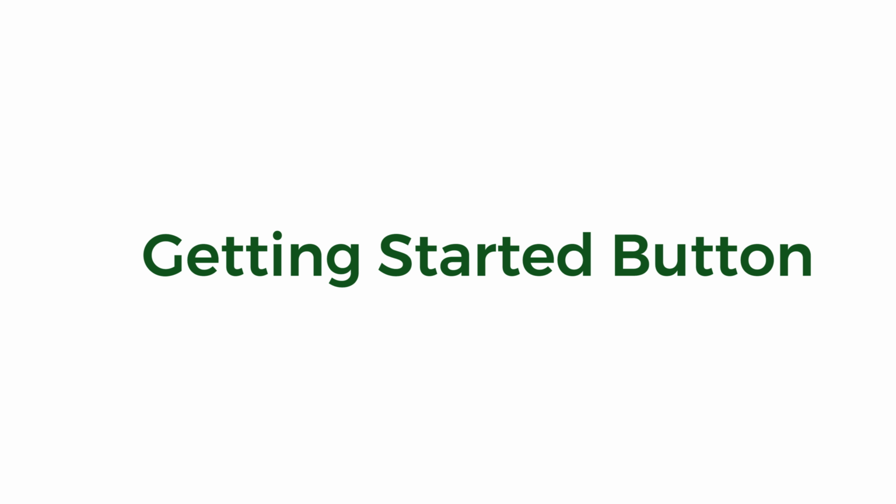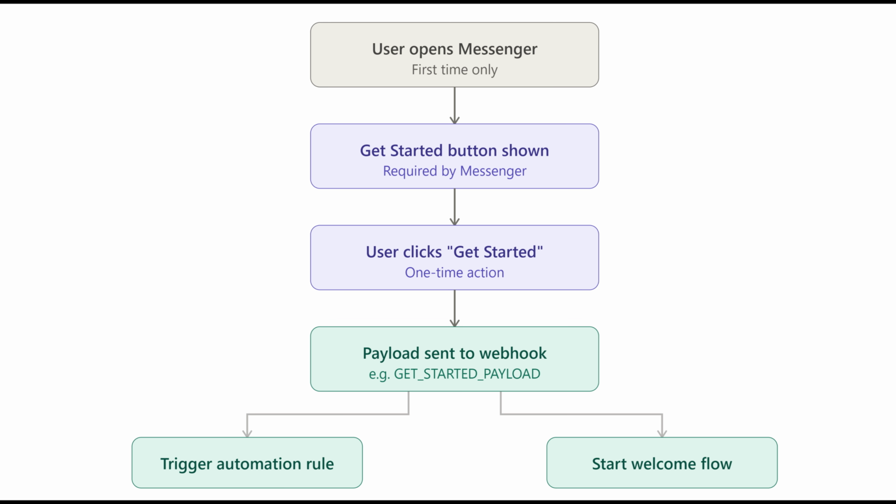Now, let's talk about the Get Started button. Messenger includes a Get Started button. When a user clicks Get Started for the first time, it sends a pre-defined payload, e.g., Get Started Payload. You can connect this payload to an automation rule. It starts your chatbot or welcome flow.